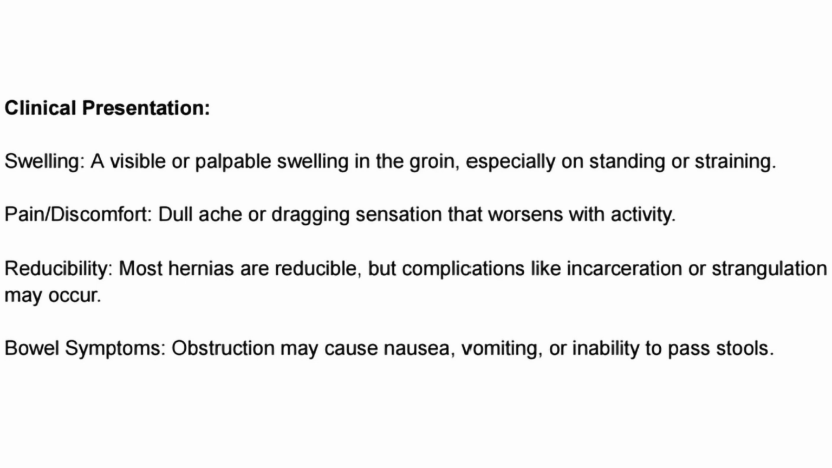Initially, most hernias are reducible, meaning the protrusion can be pushed back into the abdomen. However, complications like incarceration, where the hernia becomes trapped, or strangulation, where the blood supply to the herniated tissue is compromised, may occur. These complications lead to severe pain and symptoms like nausea, vomiting, and in some cases, bowel obstruction. Let's take a moment to differentiate between direct and indirect hernias to solidify our understanding.